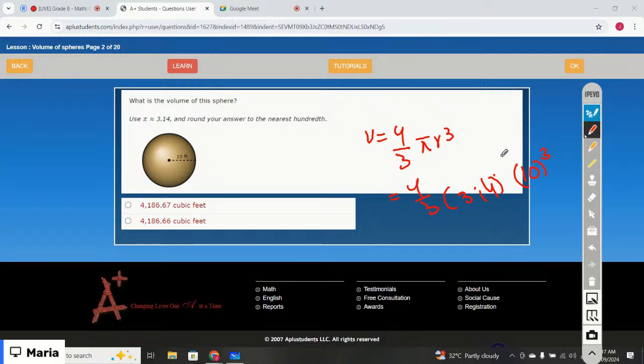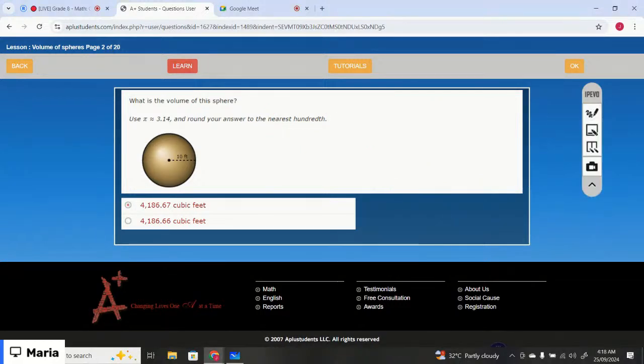You have to do the calculations and also you need to round off the answer to the nearest 100, right? So option number 1 is the correct option. That is 4186.67.